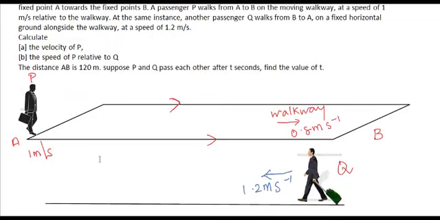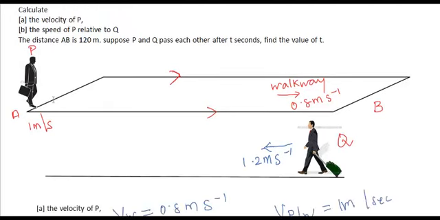At the same time, another passenger Q walks from B to A on a fixed horizontal ground. He's not on the walkway. The person P is on the walkway. And Q is walking at the speed of 1.2 meter per second. Calculate the velocity of P.